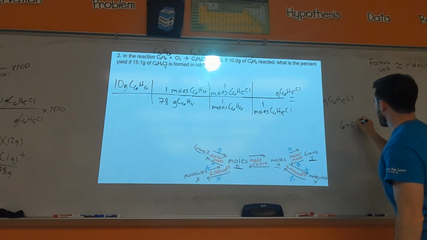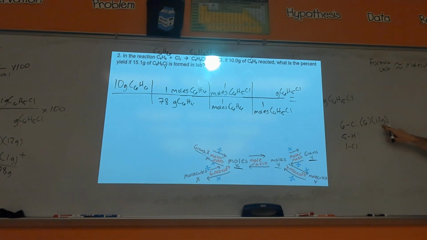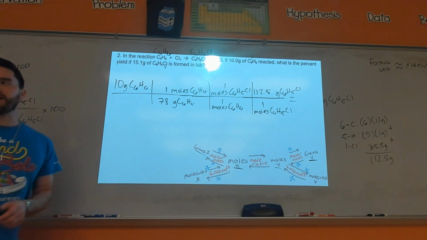Let's calculate that. You've got 6 carbons, 5 hydrogens, and 1 chlorine. So times 6, the mass of 1 carbon is 12. We have 5 hydrogens. The mass of 1 hydrogen is 1 gram. So 5 times 1. And then chlorine's molar mass is 35.5 grams. So the molar mass would be 6 times 12, which is 72. 5 times 1 is 5, so 72 plus 5 is 77. Plus 35.5, that would be 112.5 grams. That's our molar mass of C6H5Cl.